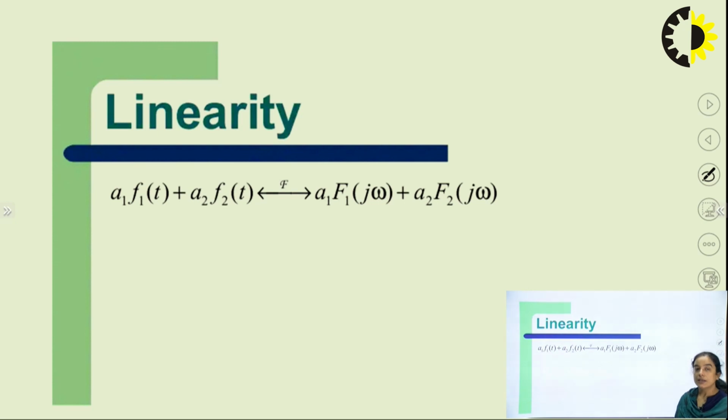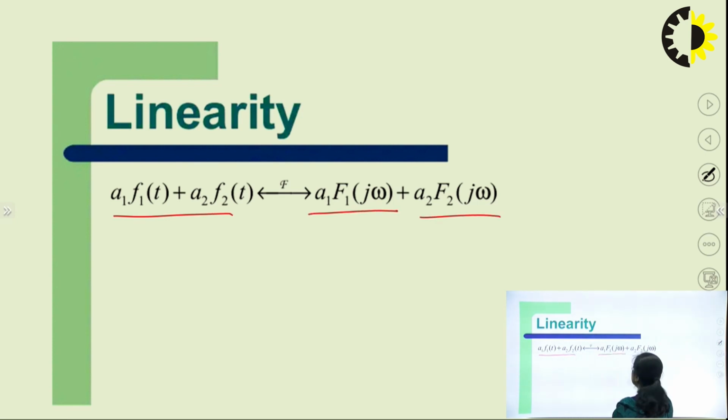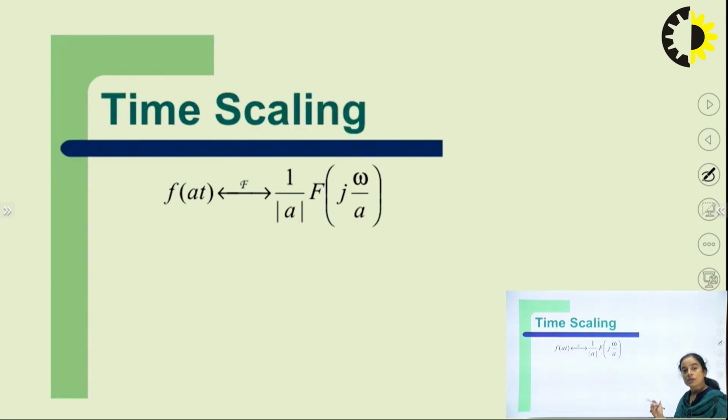So this is the linearity property, that two functions f1 and f2 are given and they have been multiplied with constants a1 and a2. So now Fourier transform of this whole function will be a1 F1(jω) plus a2 F2(jω). F1(jω) is the Fourier transform of f1(t) and F2(jω) is the Fourier transform of f2(t). So now second one is the scaling property.